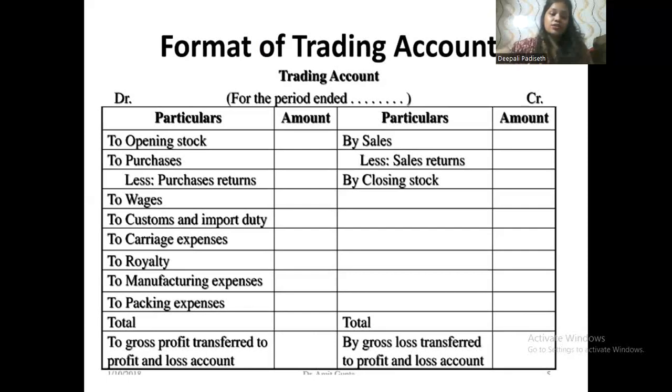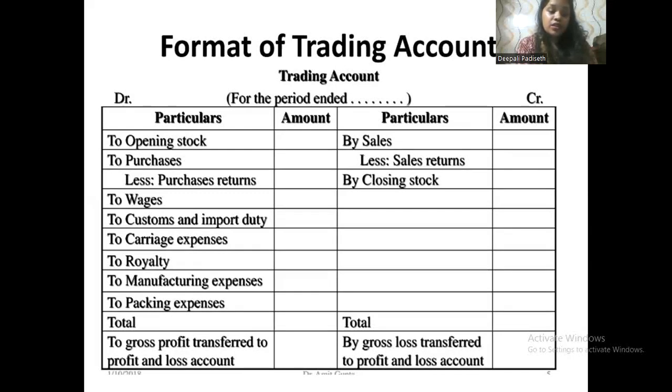Next is purchases. It refers to the total cost of goods purchased both in cash and credit. In case purchase is returned, first the net purchase is computed by deducting purchase returns from purchases, and the result is then debited to the trading account. Next is wages, which refers to the amount paid to the workers for manufacturing or loading and unloading purpose.